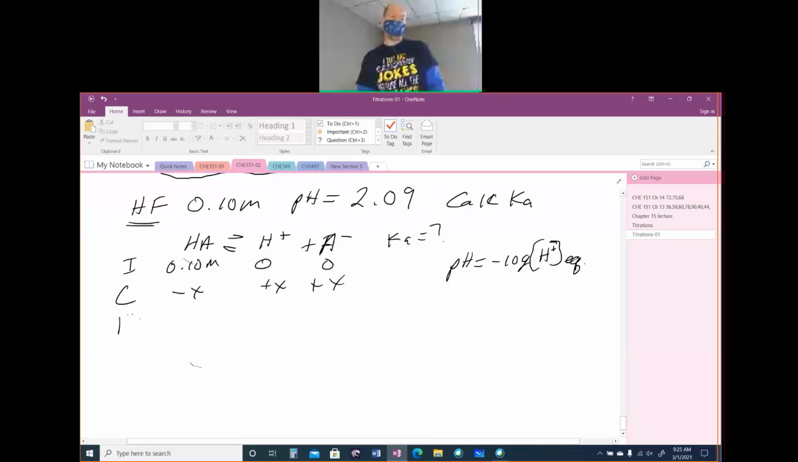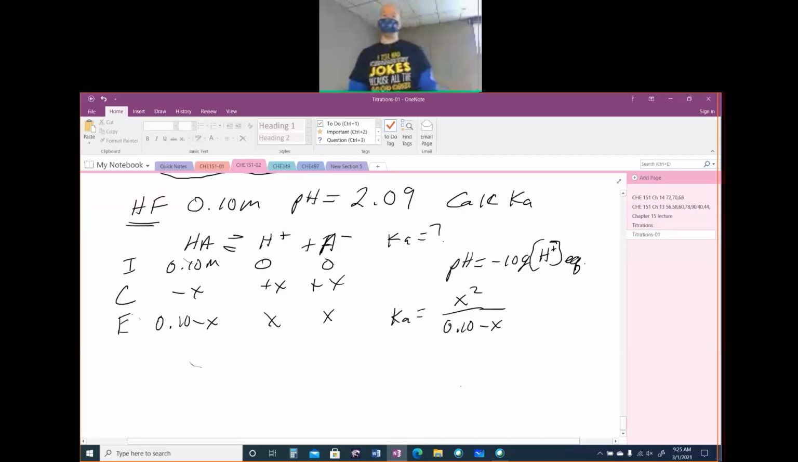So at equilibrium, you have 0.10 minus x, you have x, and you have x. So your Ka is x squared divided by 0.10 minus x. Many times we're given the Ka and we're solving for x and finding the pH. This time they gave us the pH, and so we know that since the H plus is x at equilibrium, all we have to do is solve for our H plus concentration.